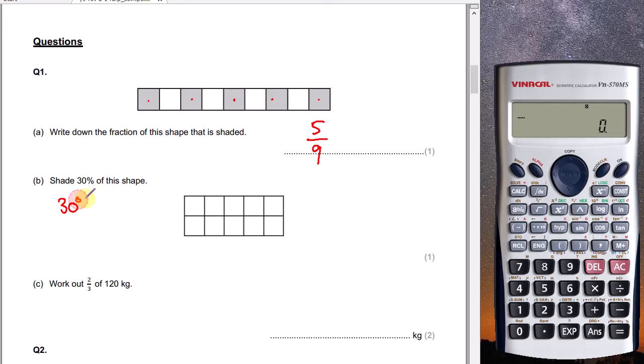No simplification required. Shading 30% of a shape. So 30% is 30 out of 100, and I can simplify that to 3 out of 10. So out of the 10 blocks we've got here, you can shade any 3 you like. Doesn't matter what pattern they are, just make sure you're clear which 3 squares you're shading.